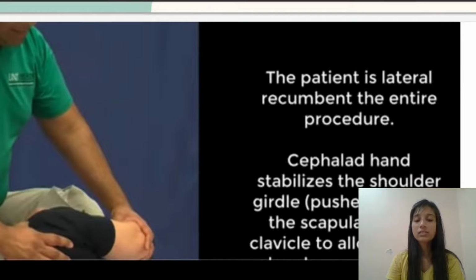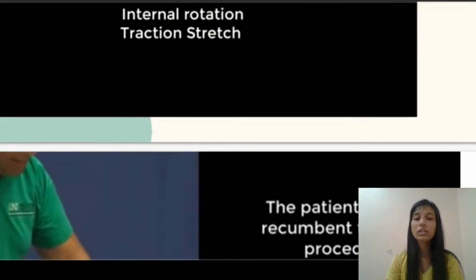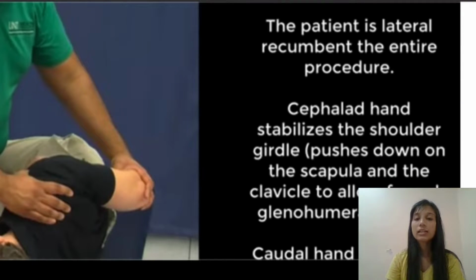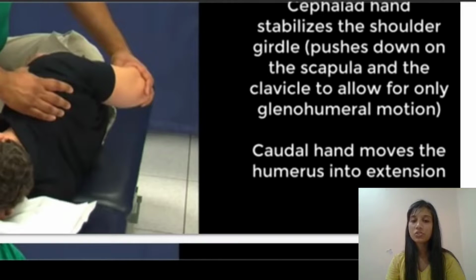So the first stage is extension of the shoulder. In this, the patient is lateral recumbent for the entire procedure. The patient is in the sideline position. Cephalic hand, that is the upper hand, stabilizes the shoulder girdle, pushes down the scapula and the clavicle to allow for glenohumeral motion. Caudal hand, that is the hand which holds your elbow, moves the humerus into extension because the first step is extension.